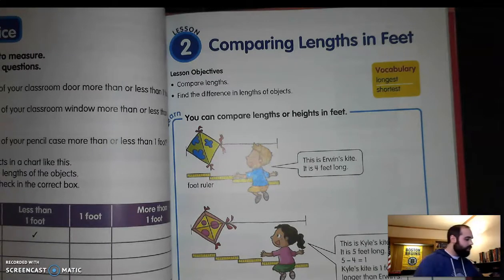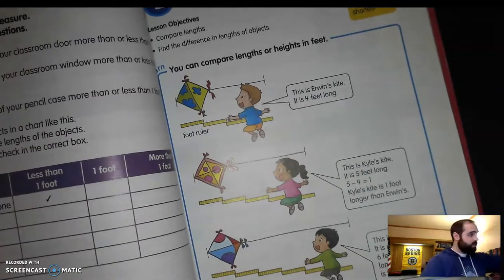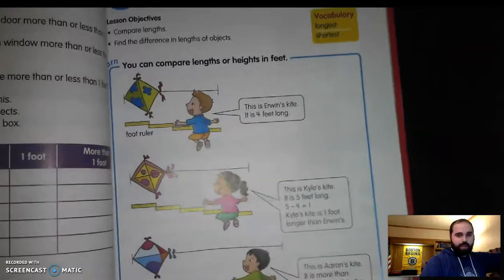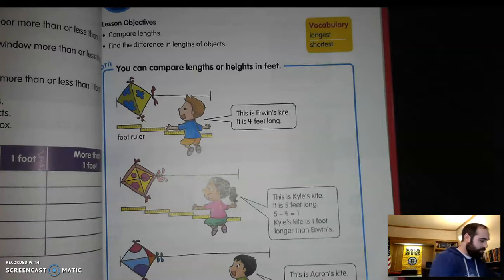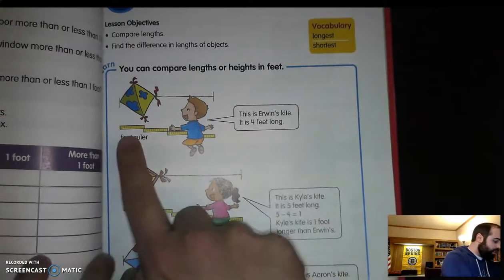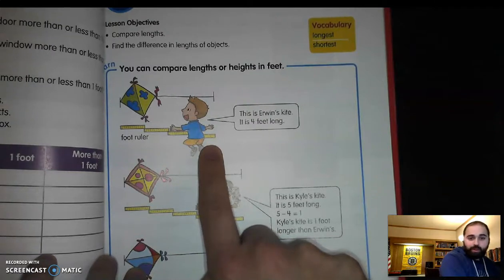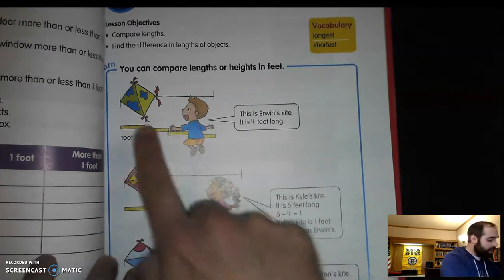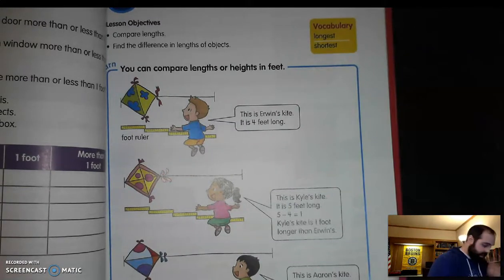Okay. So we're going to be taking a look at these pictures together and see what's going on with them. Let's make sure that we're straight. There we go. So we can compare lengths or height in feet. So Erwin's kite here is 4 feet long. So we can see down here he has 1, 2, 3, 4 1-foot rulers all lined up, showing that the whole kite from this end to the end of the string is 4 feet long. All right.